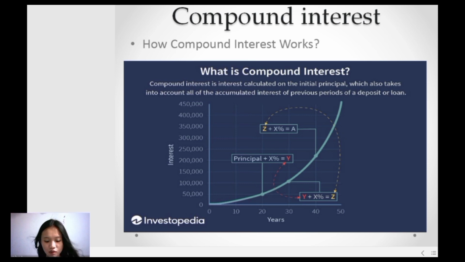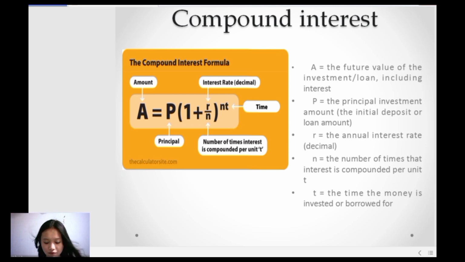So just look at the graph. You can see how compound interest works. And next, there's the formula of compound interest. A is the future value of the investment or loan, including interest, and P is the principal investment amount. R is the annual interest rate, and N is the number of times that interest is compounded per unit T, and T is the time the money is invested or borrowed.